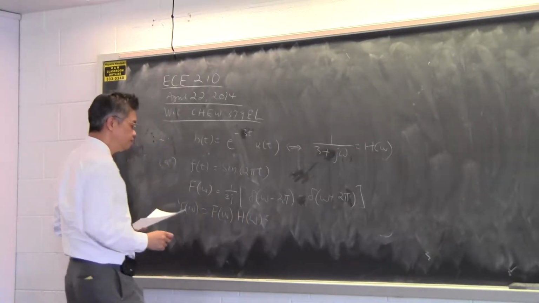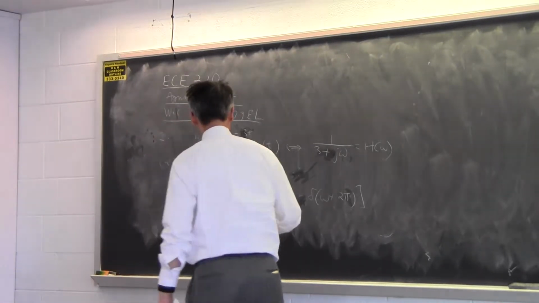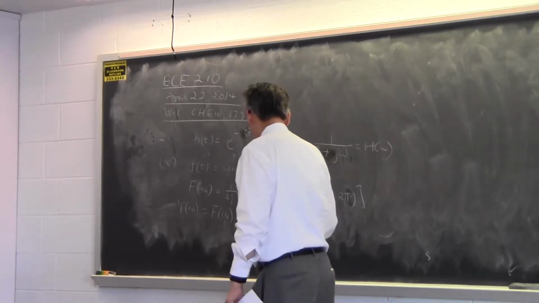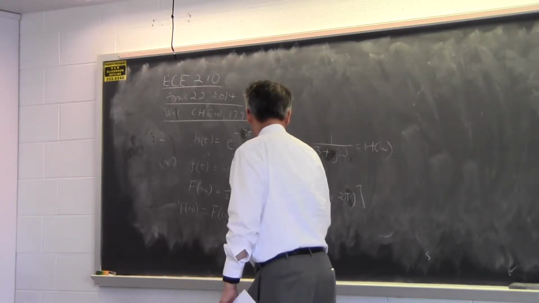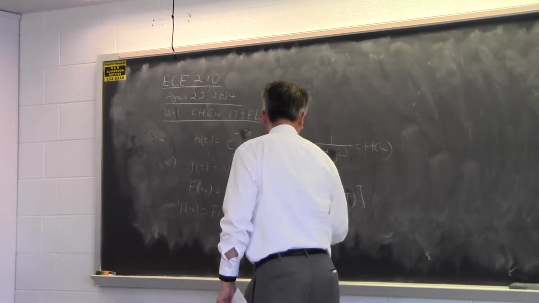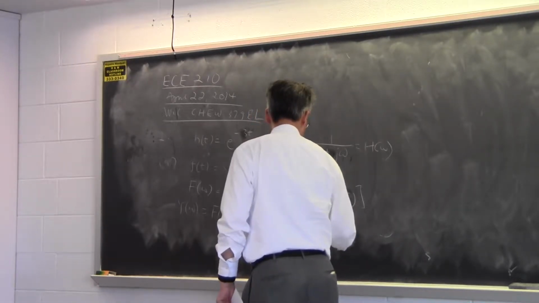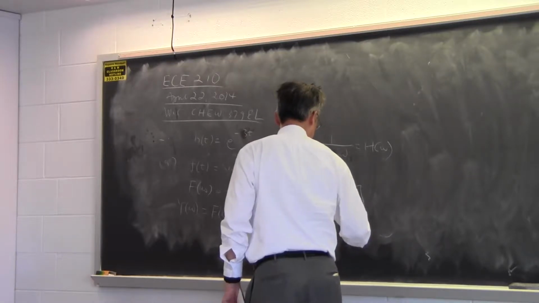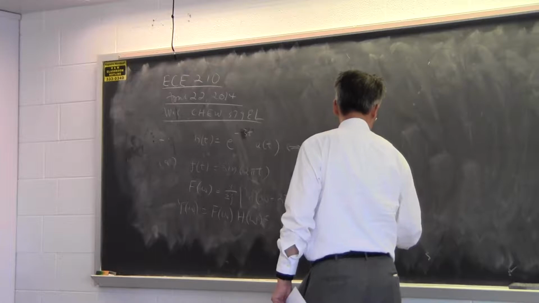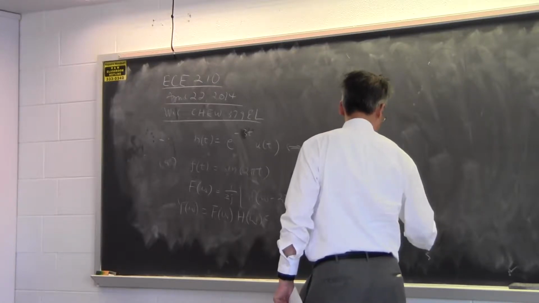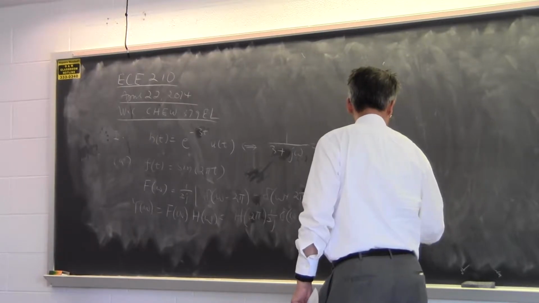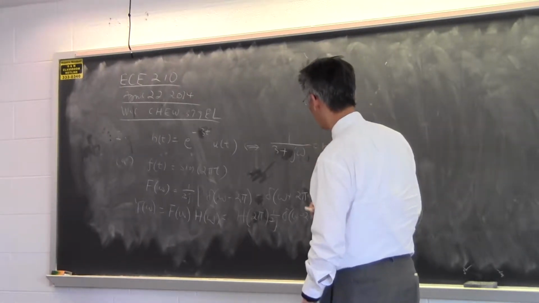Okay. But then you have this sampling property of the delta function, so this just becomes H of 2 pi, 1 over 2j, delta omega minus 2 pi, minus H of minus 2 pi, 1 over 2j, delta omega plus 2 pi, something like that. Okay, I might have a sign error somewhere.